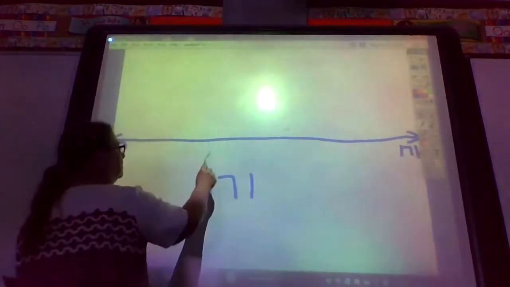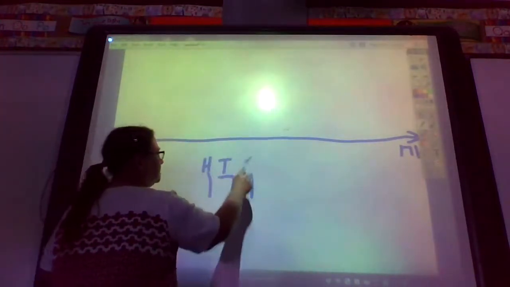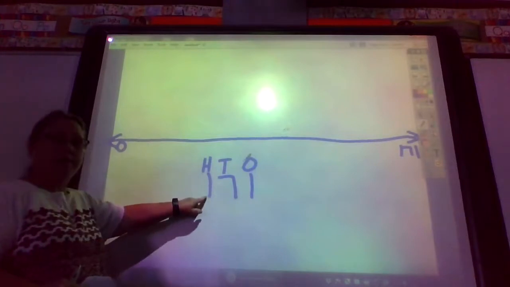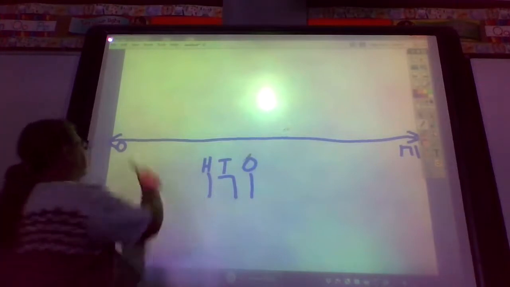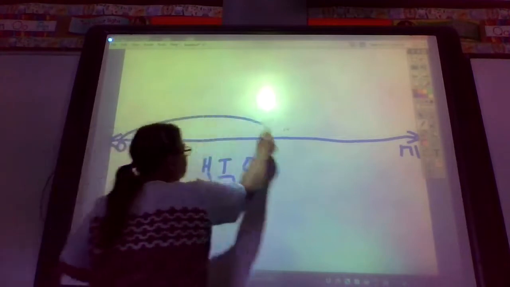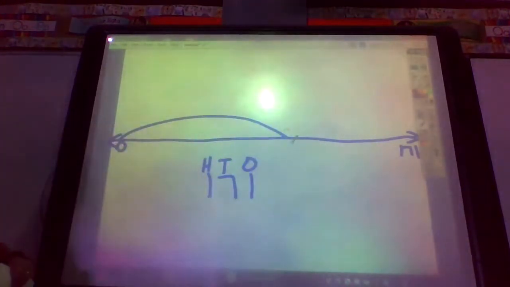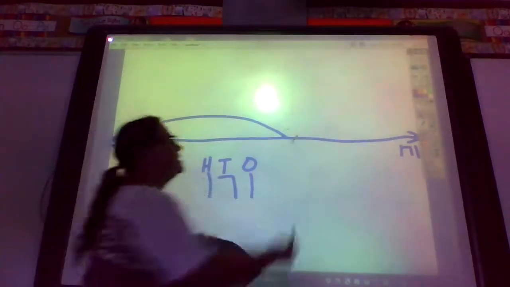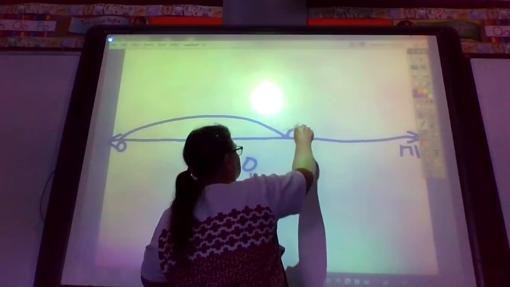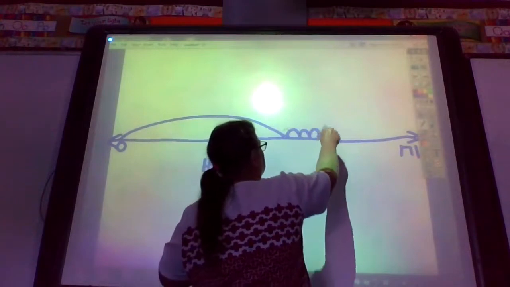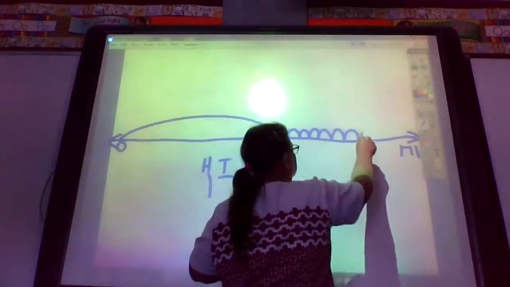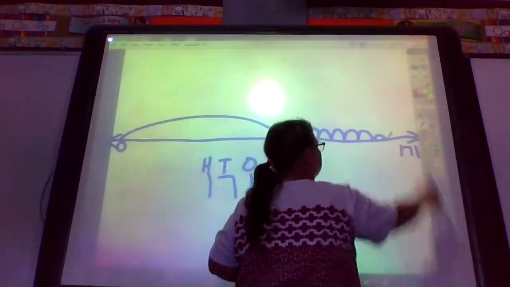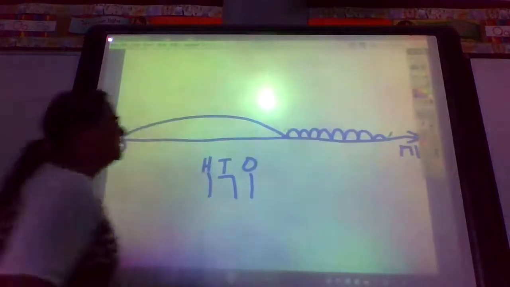I'm going to label hundreds, tens, ones. I only have 100, so I need a 100 hop. There's my 100 hop. I need 7 tens. 1, 2, 3, 4, 5, 6, 7. And I have 1 one. There would be my 171.